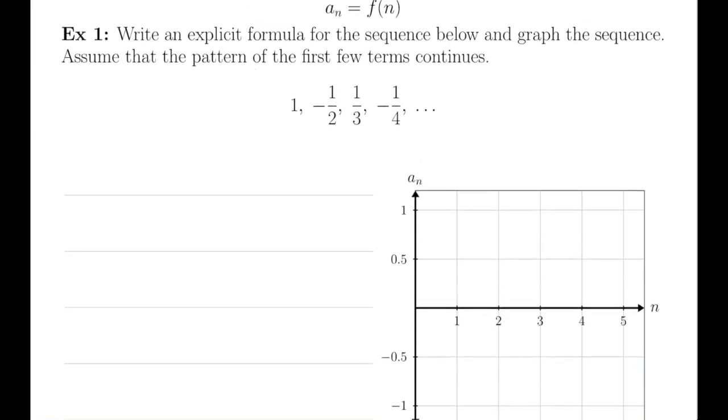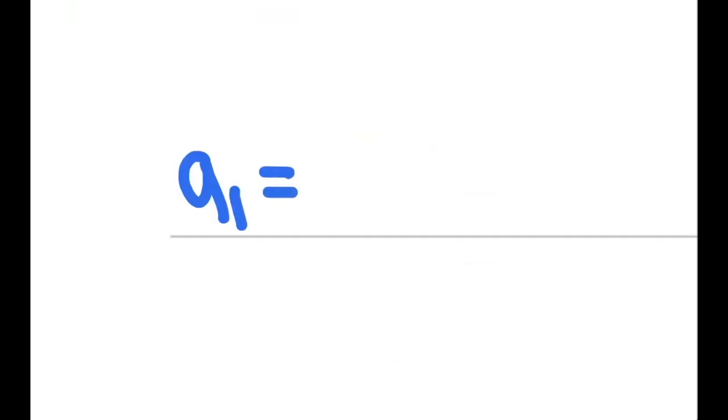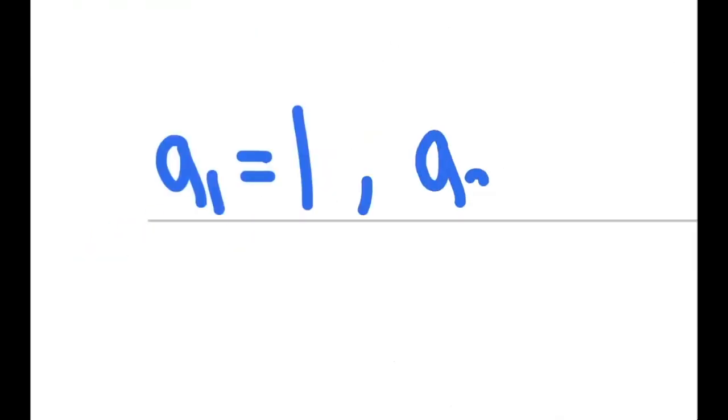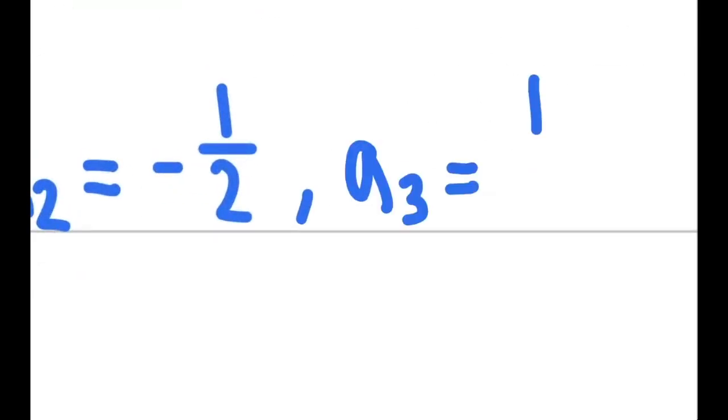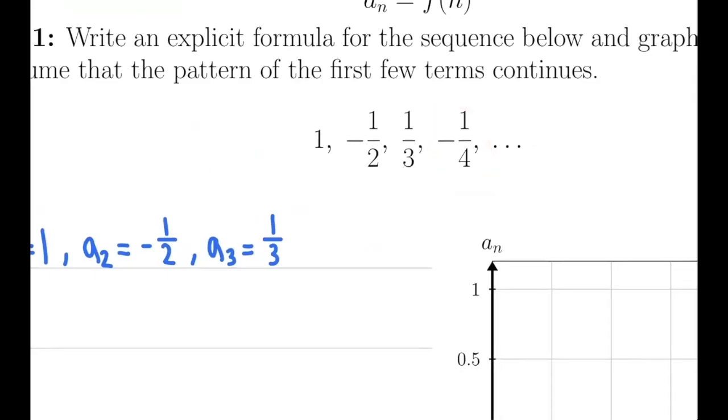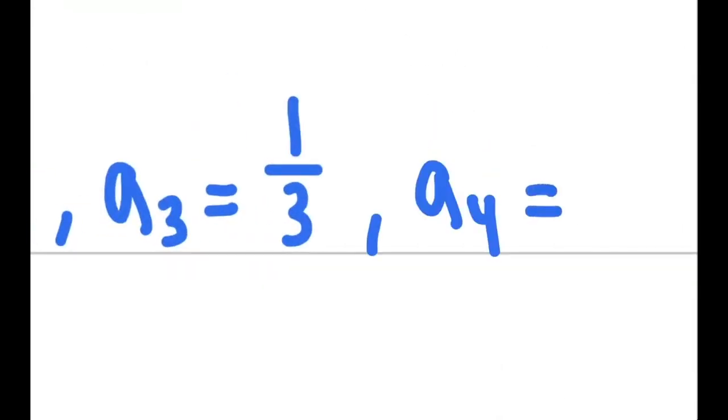Okay, so let's do the first example. Write an explicit formula for the sequence below and graph the sequence. Assume that the pattern for the first few terms continues. So we have this infinite sequence here, and I'm going to label each term of the sequence. The first term I'm going to call A1. So we know A1 is 1. A2 is negative 1/2. A3 is 1/3. And A4 is negative 1/4. And this goes on forever.